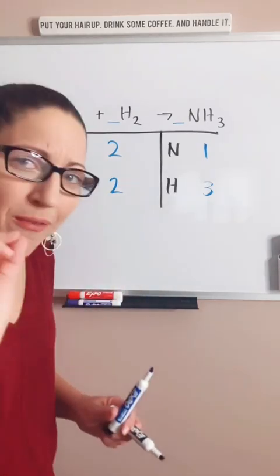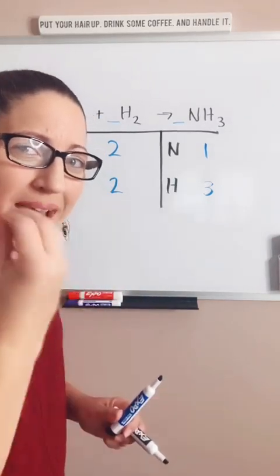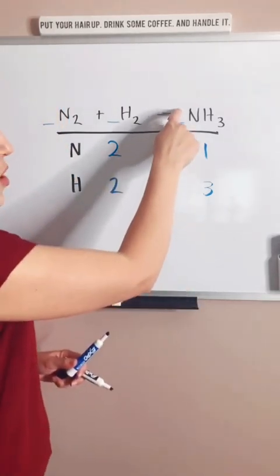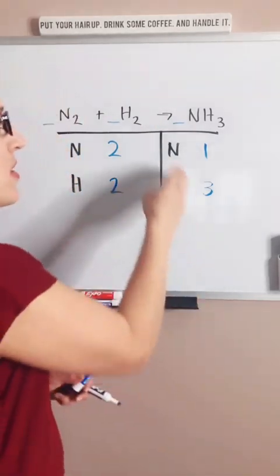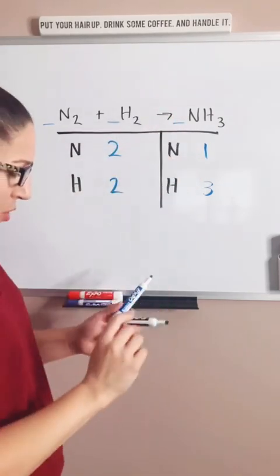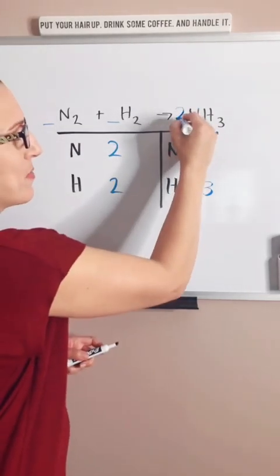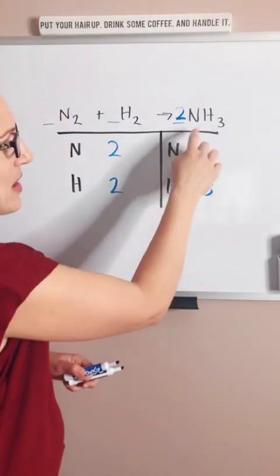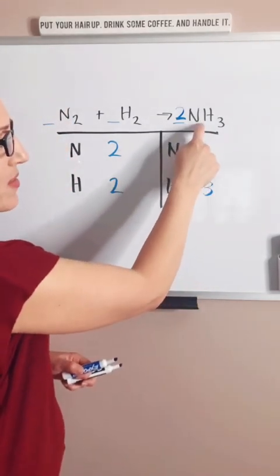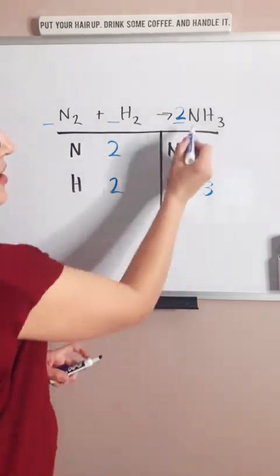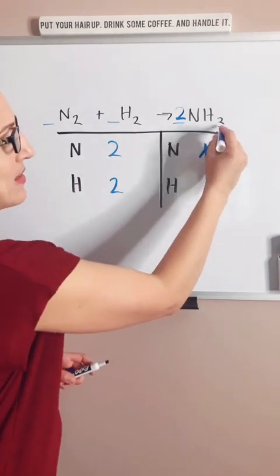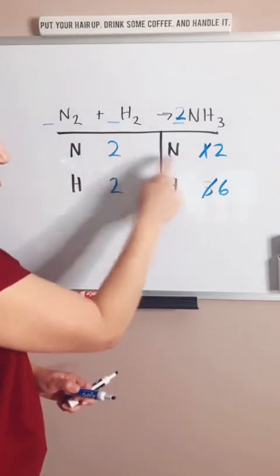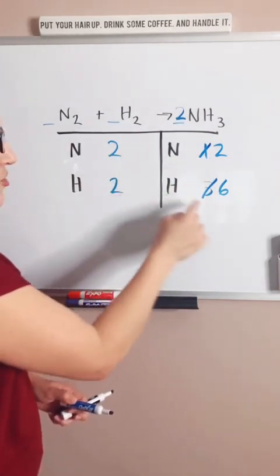So the rule of thumb is always start with the element that has the odd number. We want to make that even. So since this is a 1 here, since we don't write the 1, the next logical number that we put in there is 2. And you would do this in pencil, of course, so that way you can erase. So when we want to now know how many, we multiply the subscript by the coefficient. So there are now 2 nitrogens and there are now 6 hydrogens. If I look, yes, my nitrogens are balanced on both sides, but my hydrogens are not.